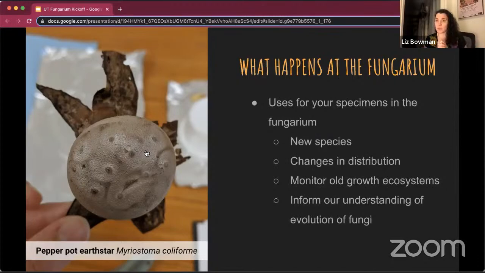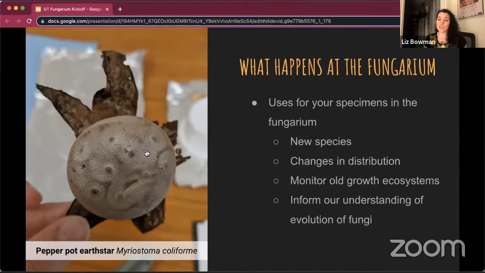Monitor old growth systems. There are specific species of fungi that are indicative of really old forest or highly disturbed areas. And so that can help people identify areas that need to be protected. And it can inform our understanding of the evolution of fungi. And this is with the physical characteristics as well as DNA that can be taken from these specimens.